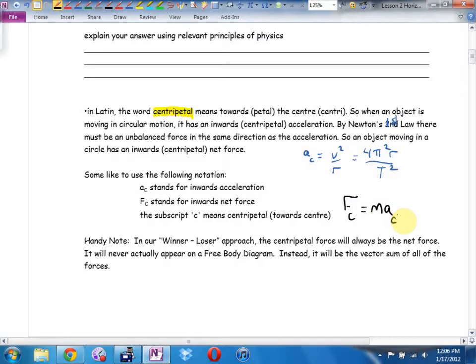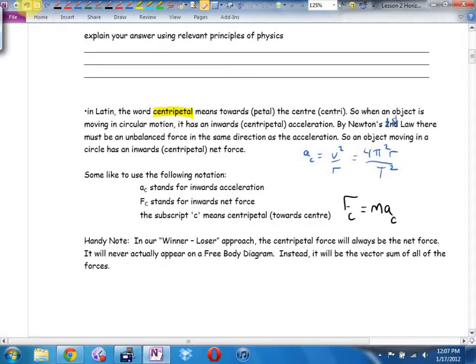Most common sloppy mistake that kids make, because the acceleration equations, especially this one, are so complicated, often I'll see a kid do this. They'll forget the mass because it looks so complicated they forget you need it. Now, they won't write that. What they will write, though, is just 4 pi squared r over t squared, forgetting to put an m in front of it. Force, acceleration. Force, acceleration. True statement, force equals force. False statement, don't do that.